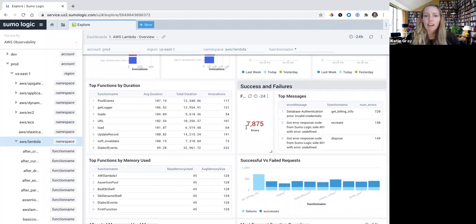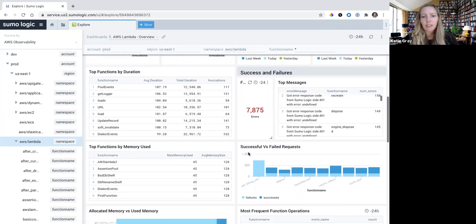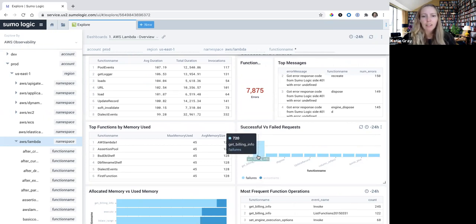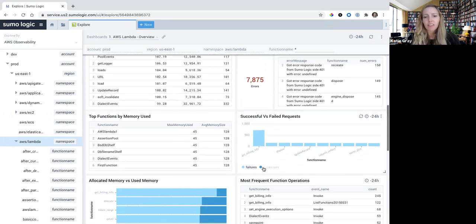So actually here we have a pretty high number of errors. And here it's pulling up what are those top error messages. We can see right away that this get billing info function is presenting us with quite a few errors. Here again, we have another chart looking at something similar, the success versus failures by that function name. And again, that get billing info is really presenting us with quite a lot of errors. So this might be something that we want to investigate further.